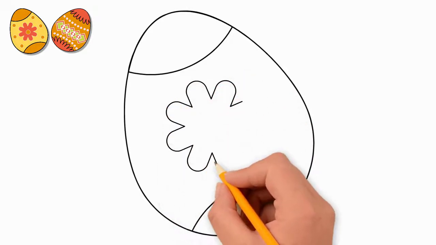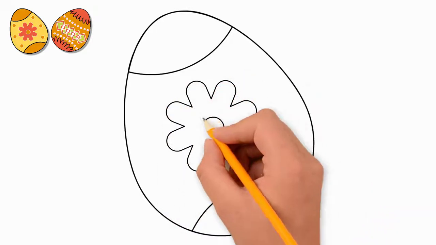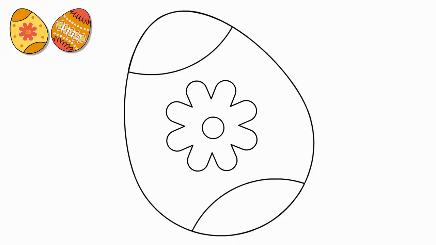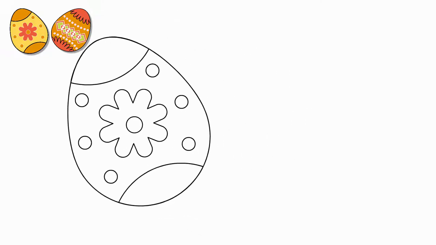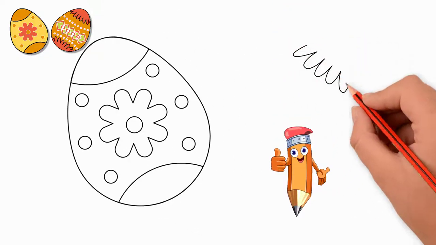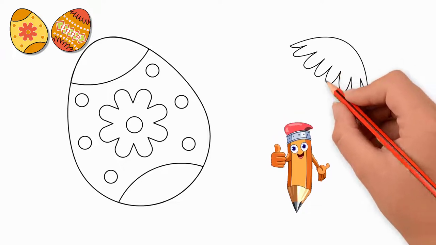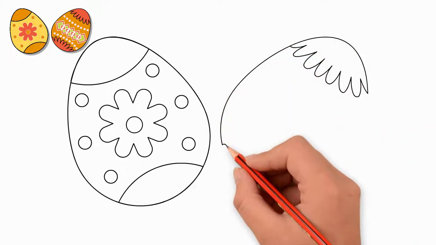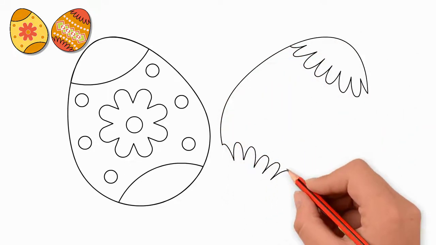First, draw the outline of the egg. Now draw a flower in the middle of the Easter egg. Draw small circles around the flower. Here is such an Easter egg we got. You can draw different flowers on the Easter egg.